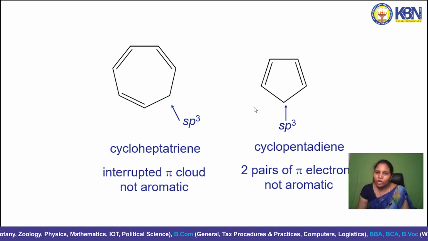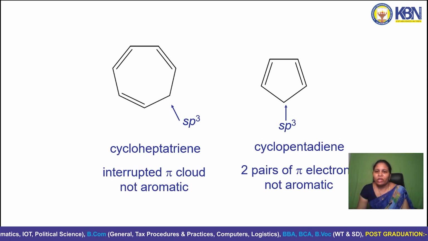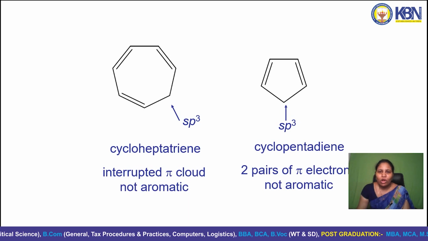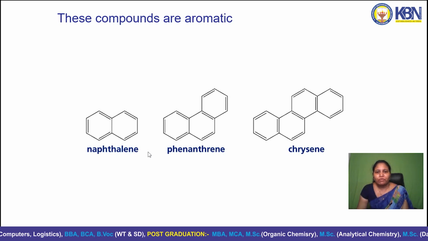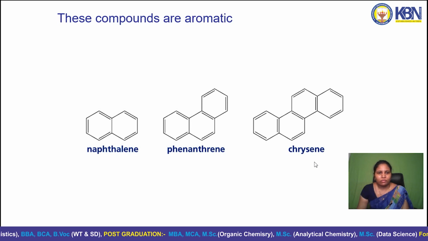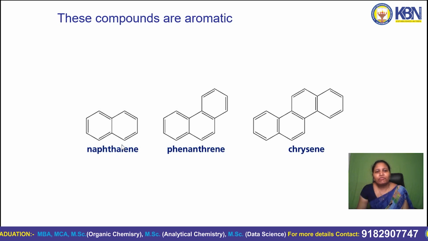Whereas cyclopentadiene also contains an even number of electron pairs, hence it is also not an aromatic compound. Just observe these compounds: naphthalene, phenanthrene and chrysene. In the case of naphthalene, it follows the criteria for aromaticity.